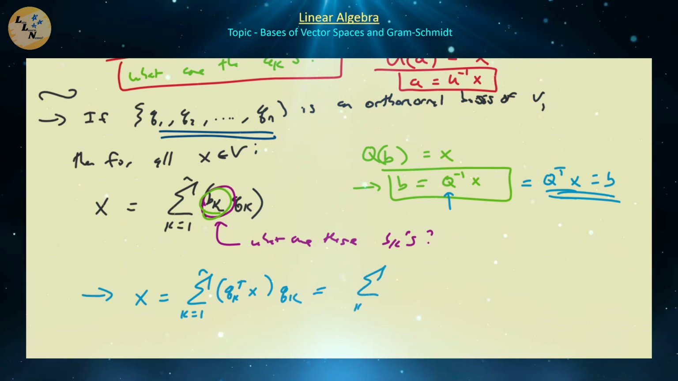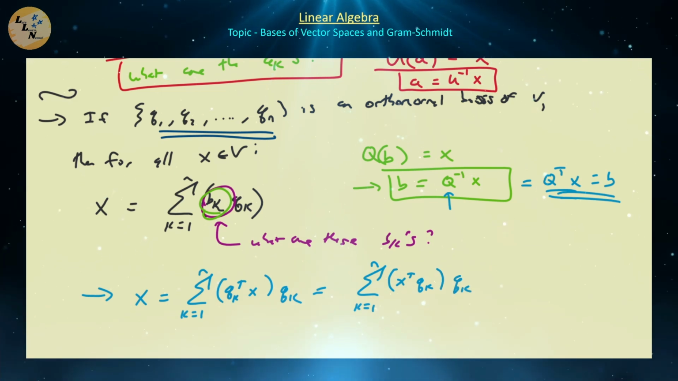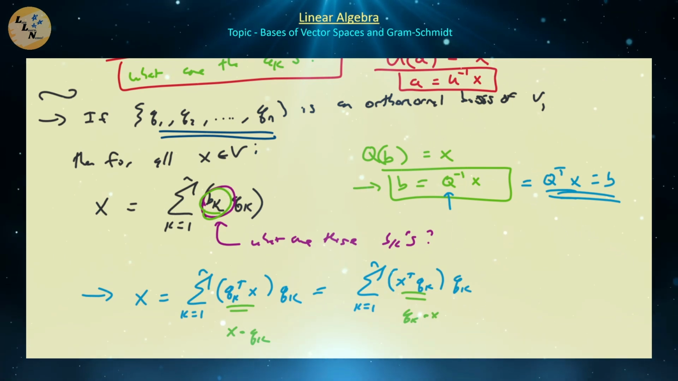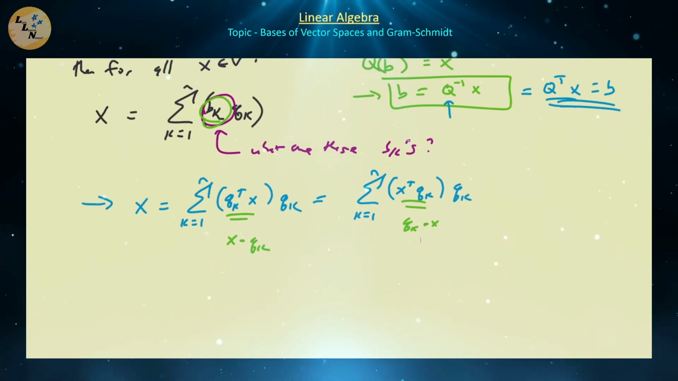Some people also will write it the other way, the sum from k from 1 to n of x transpose times qk times qk. Because keep in mind, that's just another way of writing the dot product of x with qk, and that's just another way of writing qk dot product with x, which is equivalent, so those are very, very easy to get. So, if you want to find the coefficients of the linear combination, if you want to use an orthonormal basis, you just need to take the dot product of the vector x which you want to represent with each of those orthonormal basis vectors, and that will give you your linear combination coefficients.